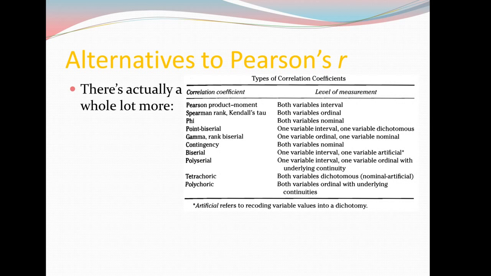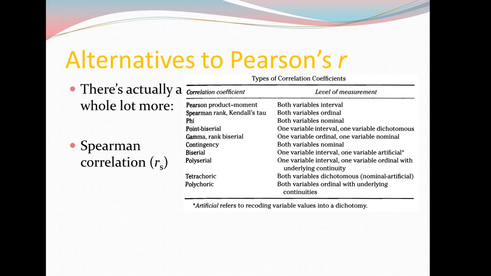Alternatives to Pearson's R. There's actually a lot. This table is taken from another book, Lomax and Schumacker's A Beginner's Guide to Structural Equation Modeling. It helps you think conceptually about when you can use certain types of correlations. Like the Pearson's product moment correlation, Pearson's R, you use that when both variables are at the interval level at least. It can be ratio too, but continuous basically.